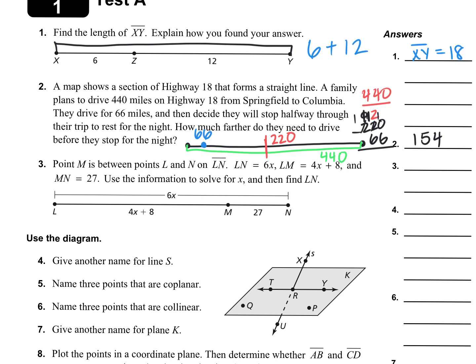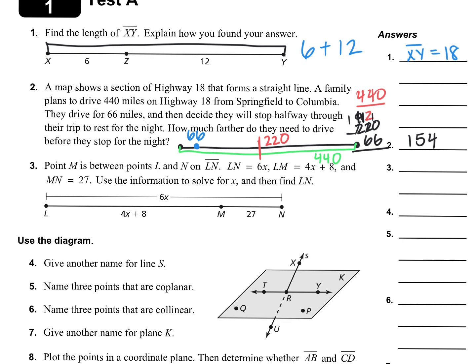So looking at it, how would I solve for x? What do I have to do? How would I set it up? 4x plus 8 plus 27 equals 6x. Perfect. I need to write some sort of equation. If I know 2 pieces, I have to add them together to equal my entire whole. So setting it up as I have my pieces on the bottom, my 4x plus 8 and my 27, that's going to equal my entire 6x.